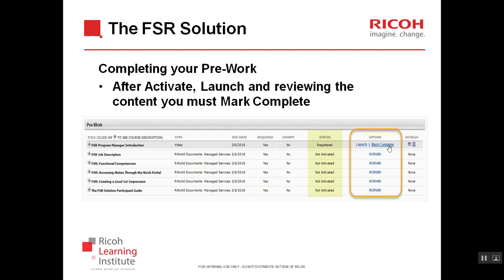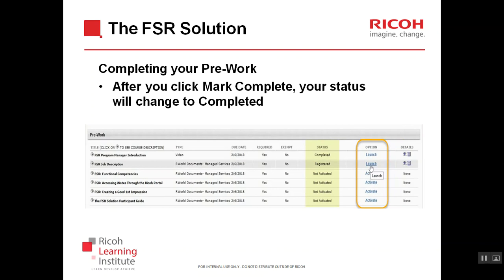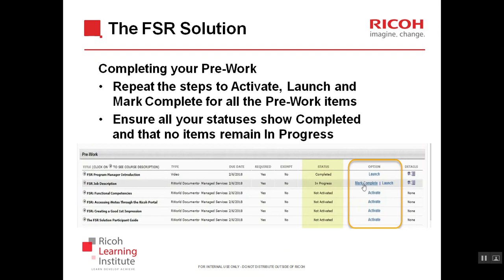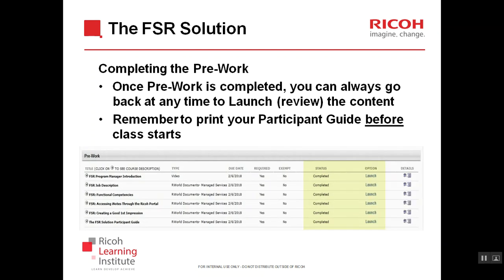Notice after you activate it and launch it, you must mark it complete before you can move on. Once you mark it complete, you can activate and launch and repeat the process for the other modules. Once you activate it and then launch it, your status will then turn to In Progress. You can always go back and launch it again, or if you've completed it, mark it complete and move down the row to the next item. Make sure no items remain in progress. If at any time after you've completed your pre-work, you can always go back and review it again by clicking Launch.